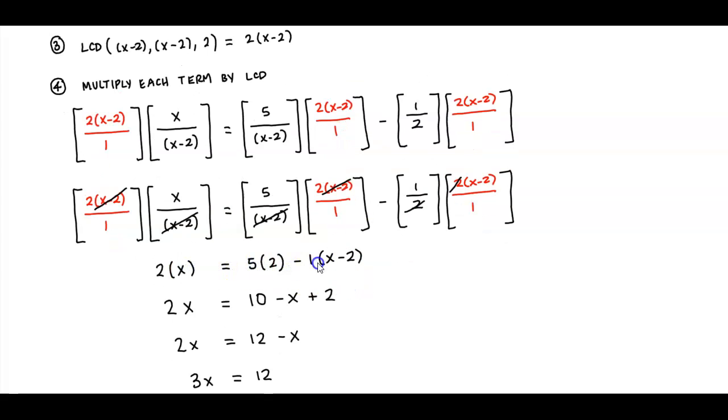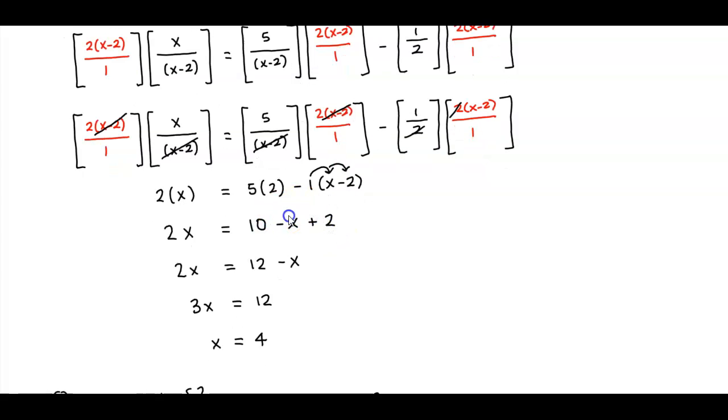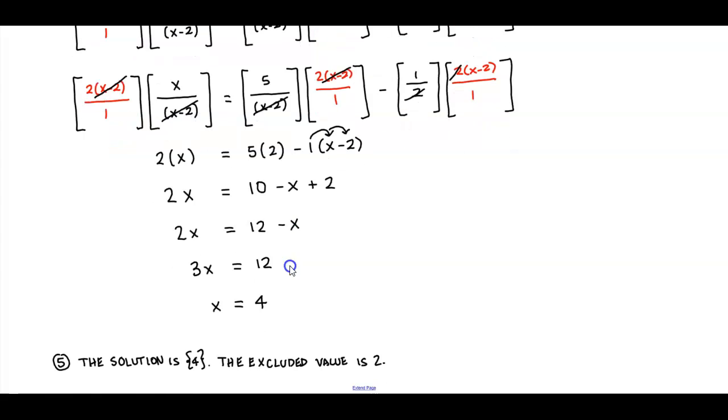So now we're going to multiply this out. So we have 2 times x, which is 2x, which is equal to 5 times 2, which is 10. And then we're going to take this minus 1 and then distribute it to both terms. So minus 1 times x is minus x. Minus 1 times minus 2 is plus 2. And then we're going to combine like terms on the right side. So we have 10 plus 2 gives us 12. And what's left is minus x.